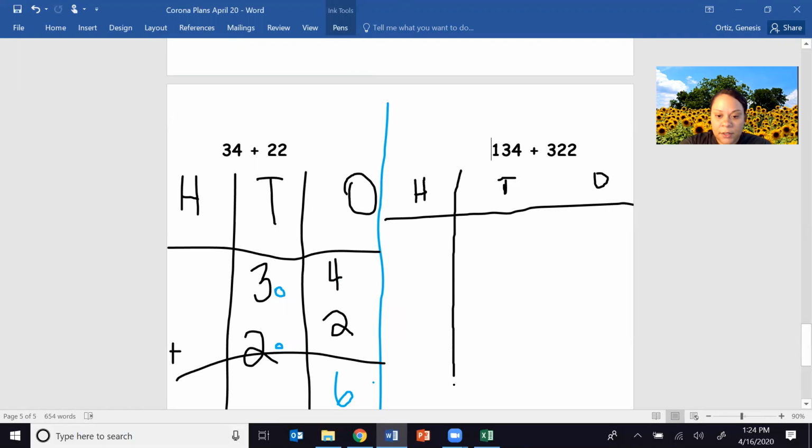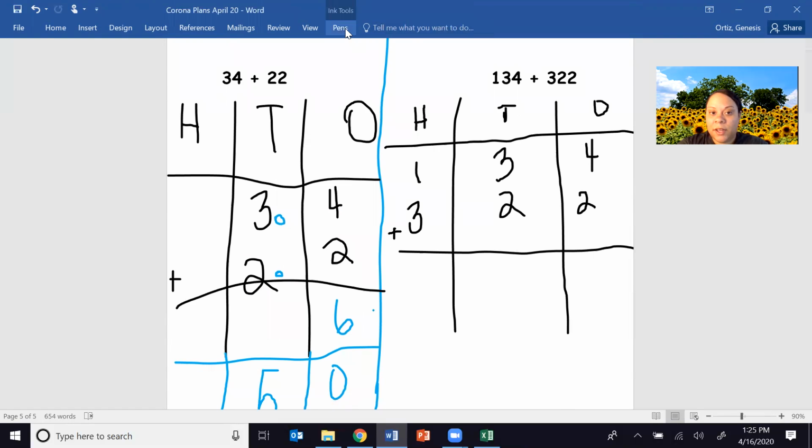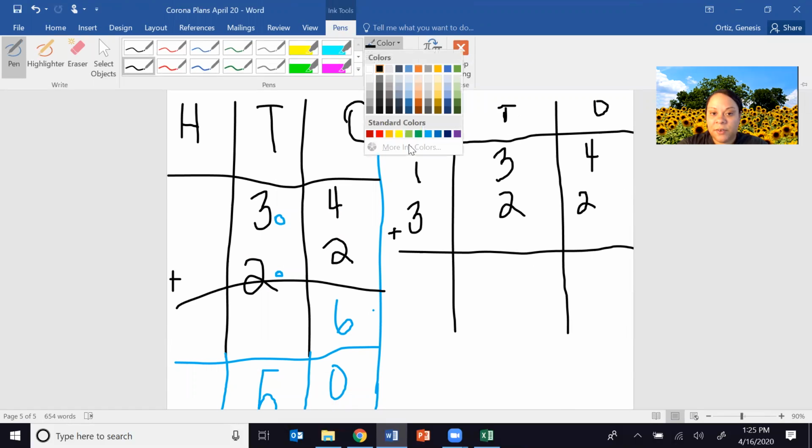So, first thing I'm going to do is put my numbers into my chart. 134, 34, and 322. All right. Then I'm going to draw my line, show my addition sign. All right, remember, we're going to start with our ones. I'm going to change my color so we can see the difference.